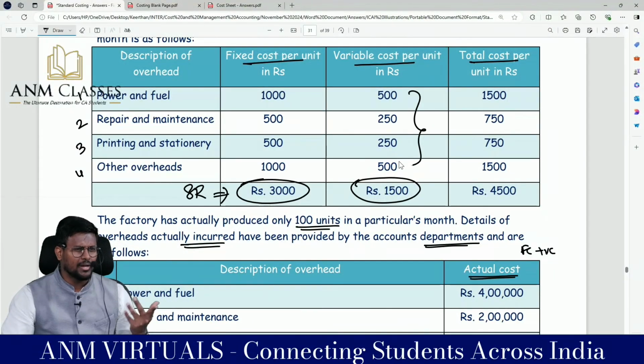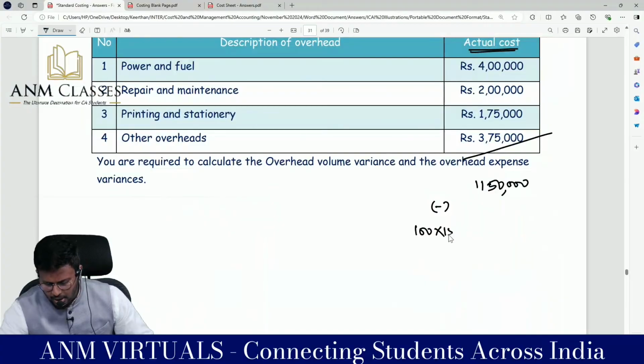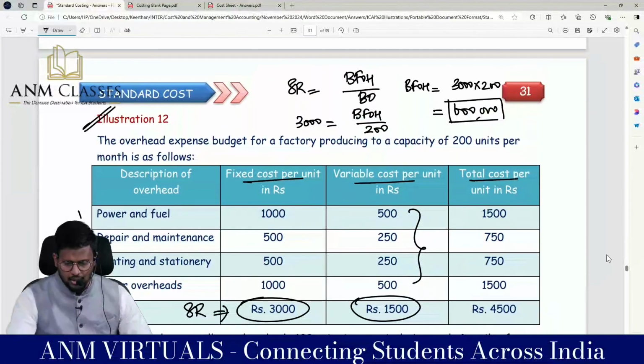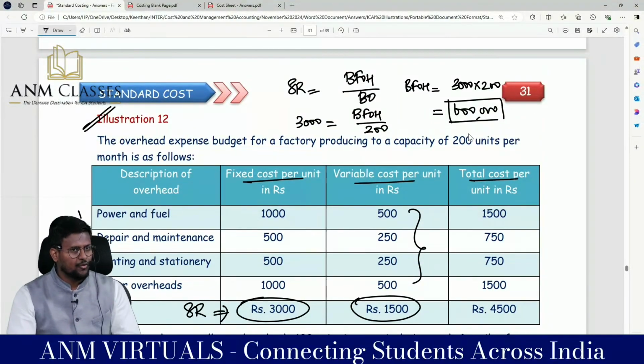I don't want item by item. Hello sir. அப்ப 100 into 1500 comes to 1 lakh. Brilliant sir. அப்ப 10 lakh is the AFOH. Appreciate பண்ற நீ? Already நீ BFOH கண்டுபிடிச்ச. எவ்வளவு lakh? 6 lakh. What is AFOH?